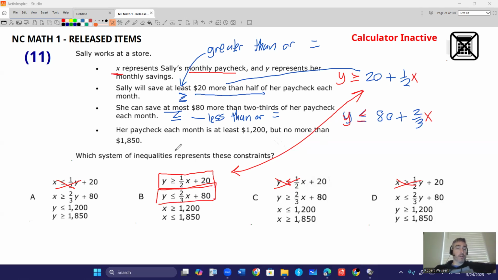And then these last things are just constraints that you can spend at least or not as much as. And honestly, this is just you knowing your inequality symbols. So you got to know if it's opening to the left, it's greater than or equal to. If it's opening to the right, it's going to be less than or equal to. Her paycheck each month is at least, greater than or equal to, 1,200. Check. And no more than, less than or equal to, 1,850. So do you know your inequalities? If you do, I bet you can get a question or two right on the COC.